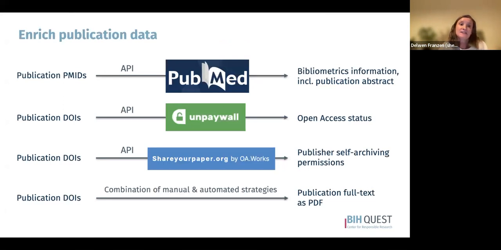And then we enriched that publication data by doing automated queries to different bibliometric databases, for example, PubMed, to get bibliometric information and the publication abstract, but also Unpaywall to get the open access status of publications, and also, for example, Share Your Paper to get publisher self-archiving permissions. And finally, we used a combination of manual and automated approaches to go from having the publication DOIs to having the publication full text as PDF, which we needed for one of the practices.